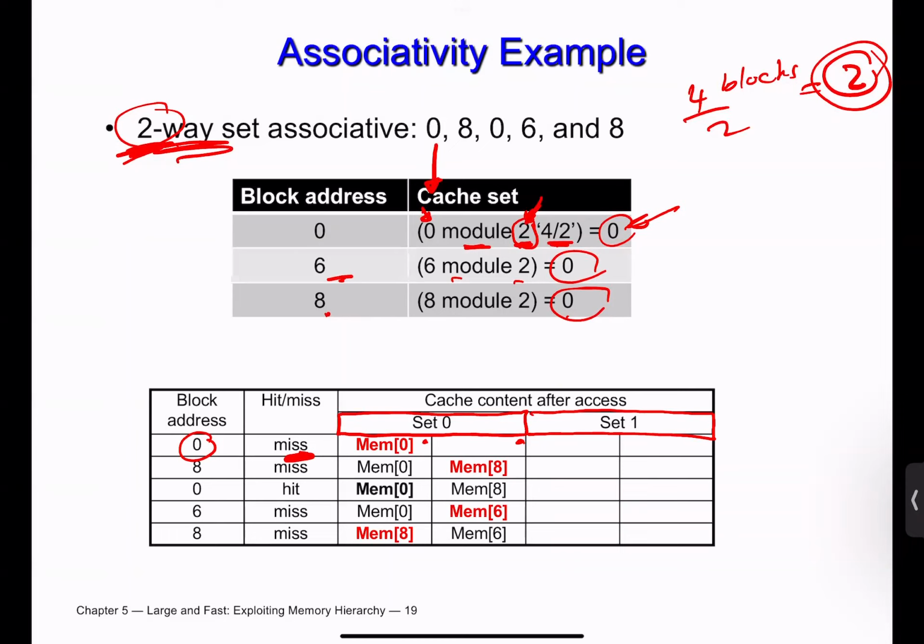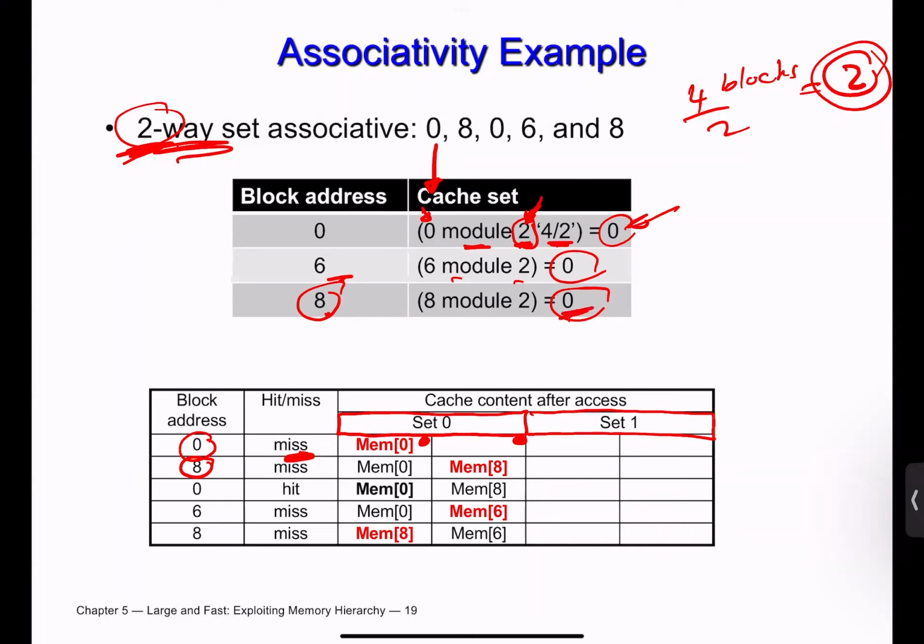When I copied memory of 0 to set 0, I found that this spot is available and also this spot is available. Which one should I use? It's up to you. It can be either, because there is no restriction. You can park right, you can park left. There is no restriction at all. Then I will go to memory of block address 8.